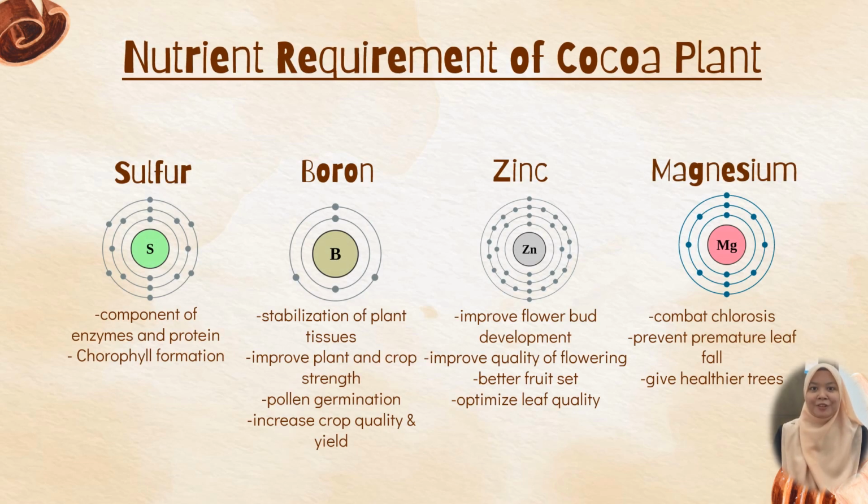Besides, other nutrients required by the cocoa plant are sulfur, boron, zinc and magnesium. For instance, sulfur acts as a component of enzymes and proteins and in chlorophyll formation. Also, boron helps to stabilize the plant tissue, improve plant and crop strength and pollen germination, and increase crop quality and yield. Besides, zinc can improve flower bud development, quality of flowering, better fruit set and optimize leaf quality. Last but not least, magnesium can combat chlorosis, prevent premature leaf fall and give a healthier tree.